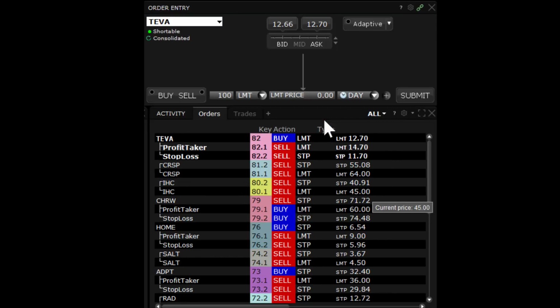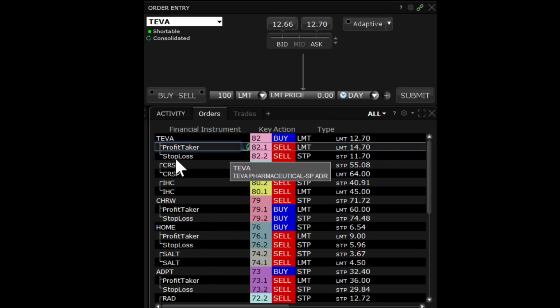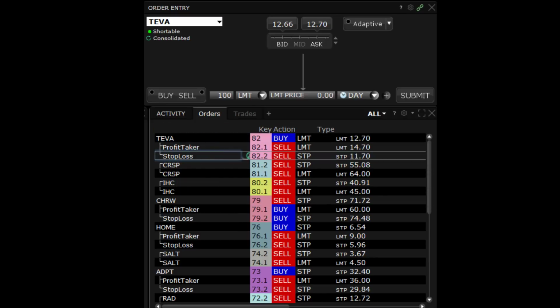And now you will see that Teva, the order is in the system. Buy limit, profit target, and stop loss. They all go in together. Now, here's the cool part. Now my work is done. I don't need to look at this stock or stare at this stock, right? Either it's my profit target, or it's my stop loss.